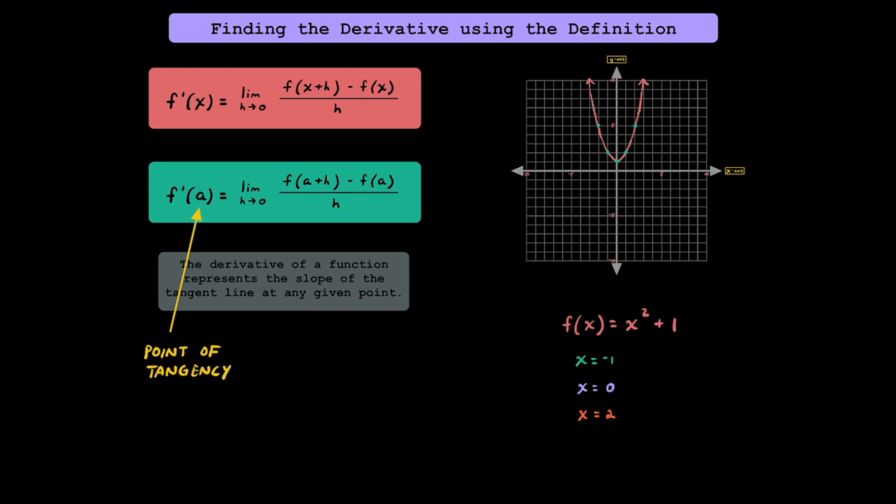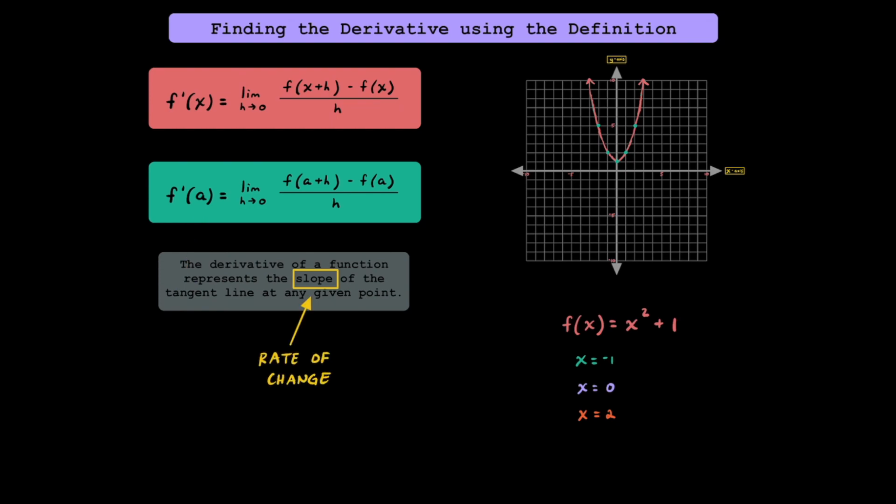Just keep in mind this a value is going to be our point of tangency. We're going to be trying to draw a straight line that touches our curve at one point. Keep in mind that this a value is really just an x value on the graph, and it's where our tangent line is going to touch the curve.